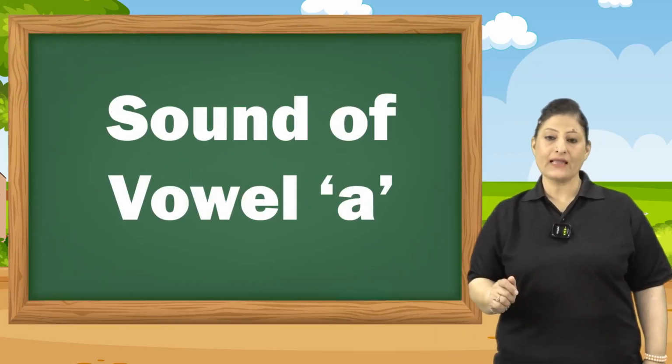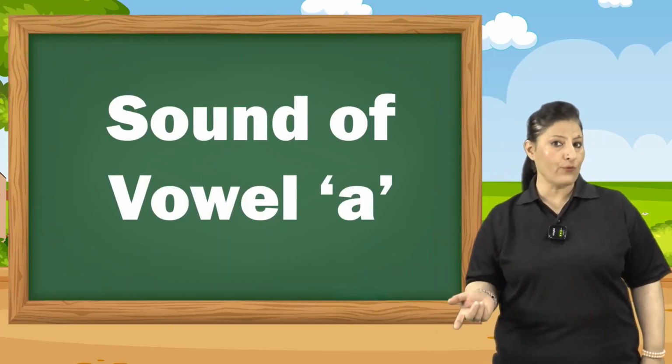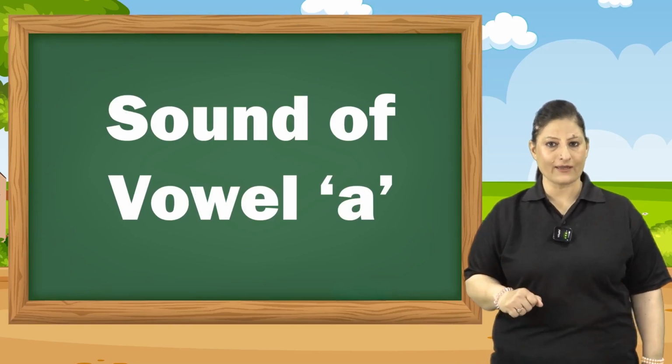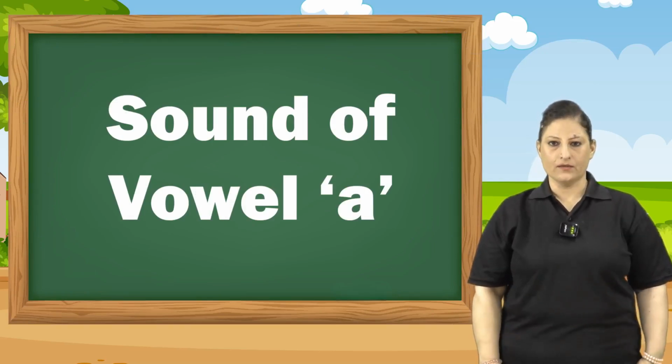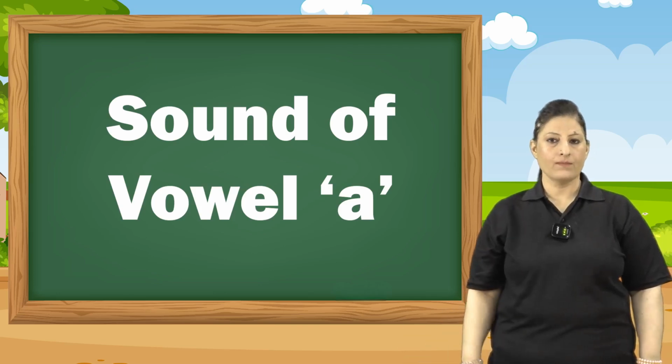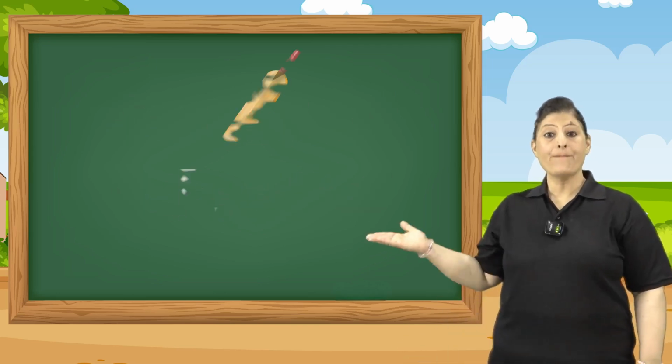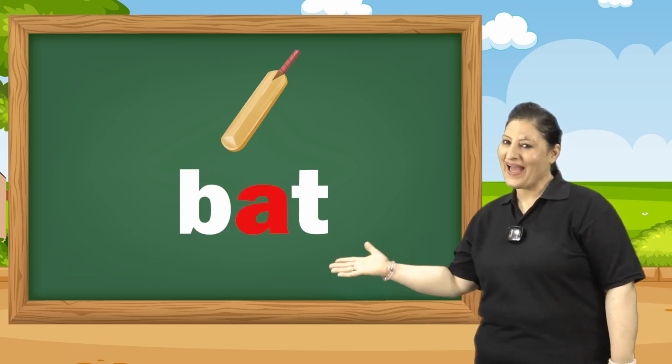Children, in the previous class we have learned how to make two-letter words. Today, let's all discuss the sound of letter A. Sound of letter A. A is a vowel, as in B-A-T, bat.